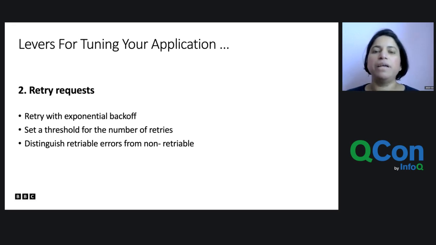It's also important to distinguish between retriable errors and non-retriable errors. An example of a retriable error would be a network glitch. However, a non-retriable error would be something like trying to access something for which a user does not have permissions, or sending in a request with an incorrect payload.